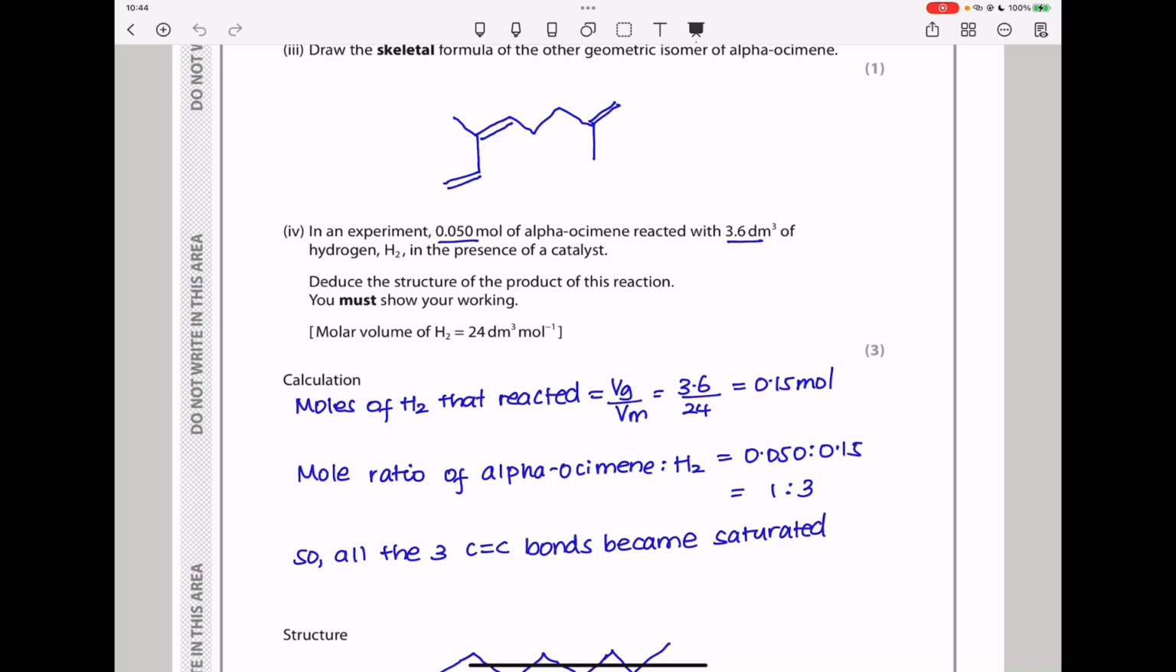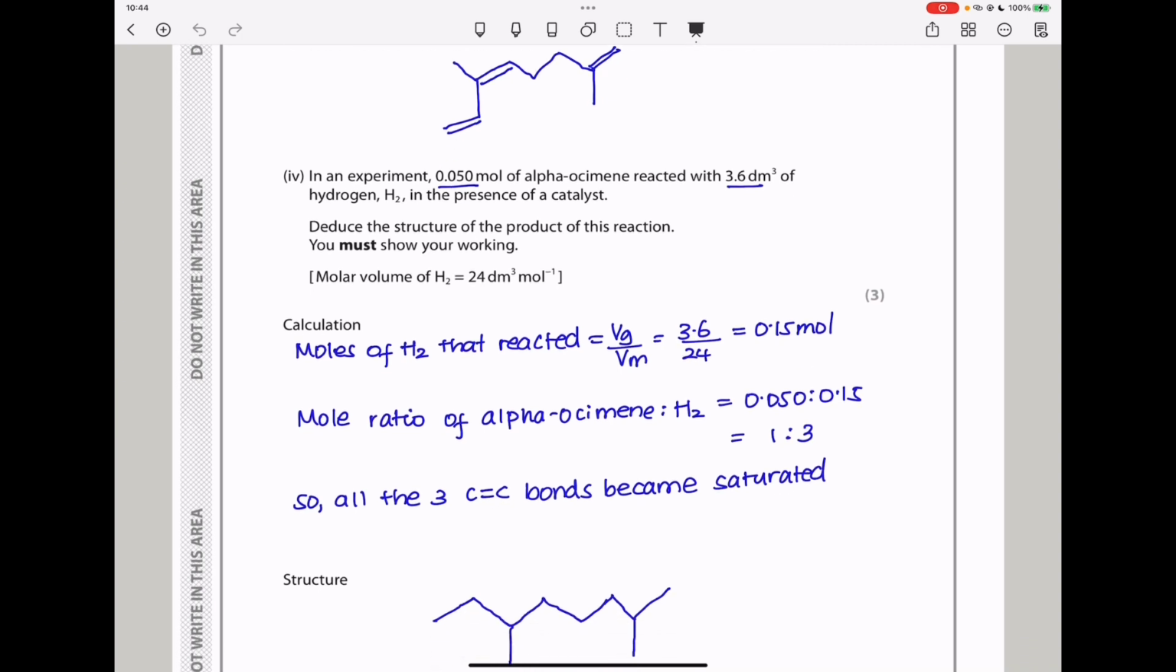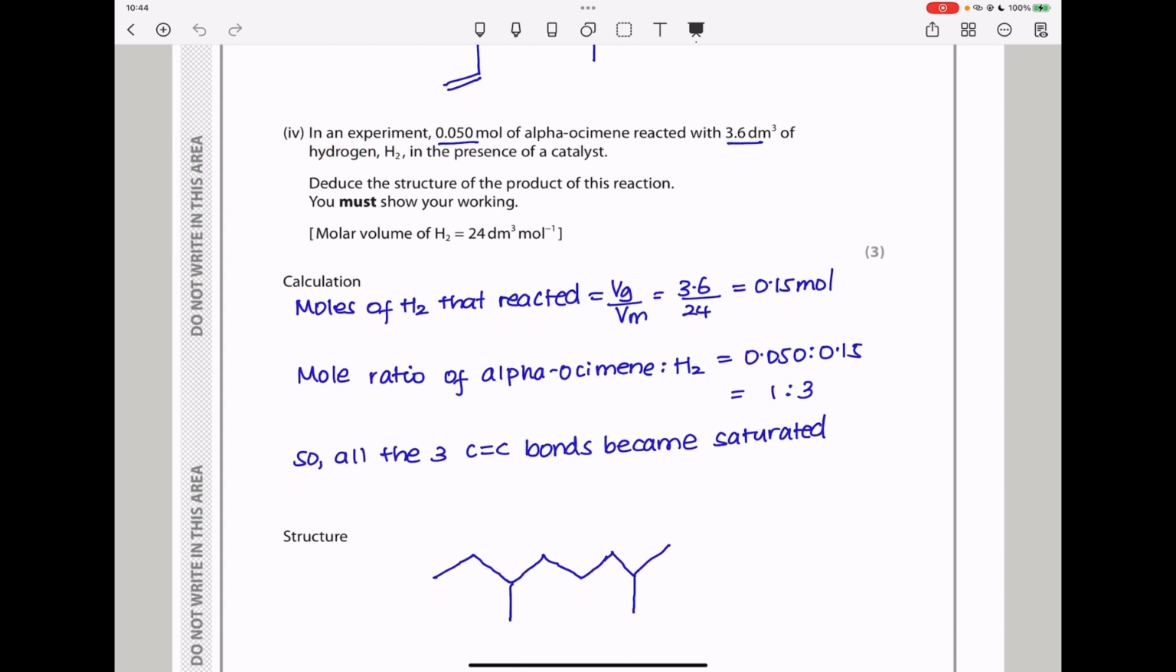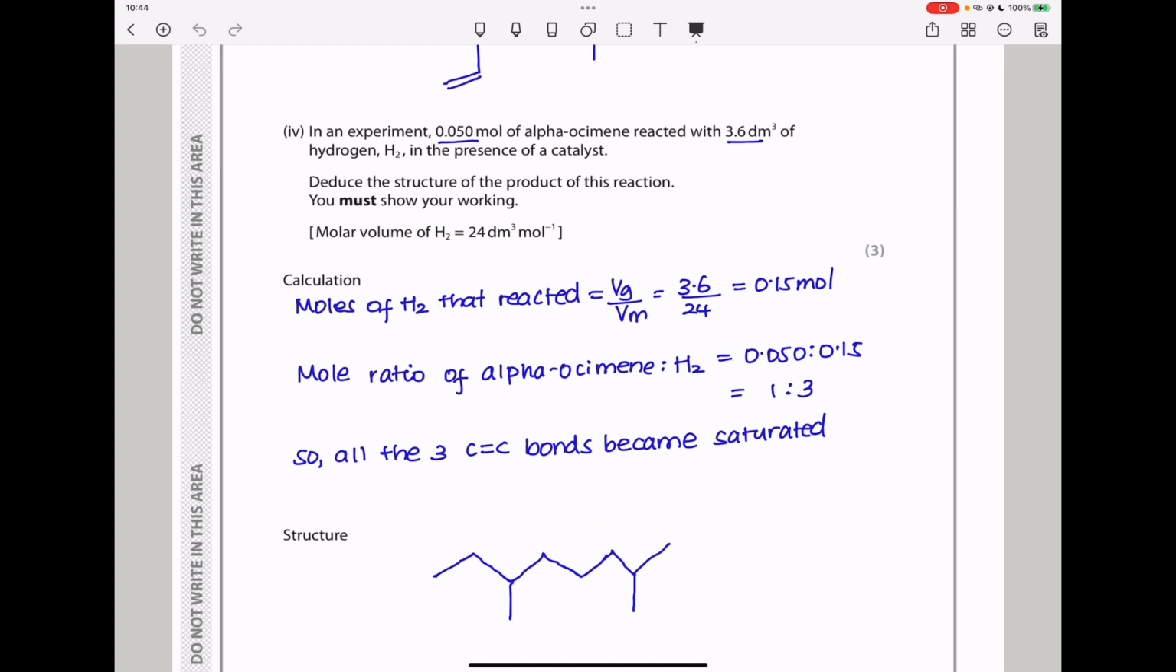Here they say, in an experiment, 0.05 mole of alpha-ocimene reacted with 3.6 decimeters cubed of hydrogen in the presence of a catalyst. They want you to deduce the structure of the product of this reaction, and you must show your working clearly. They've also given us the molar volume of hydrogen is 24 decimeters cubed. I began by calculating the number of moles of hydrogen that reacted, which is going to be the volume of gas divided by the molar gas volume, and it gave me 0.15 mole.